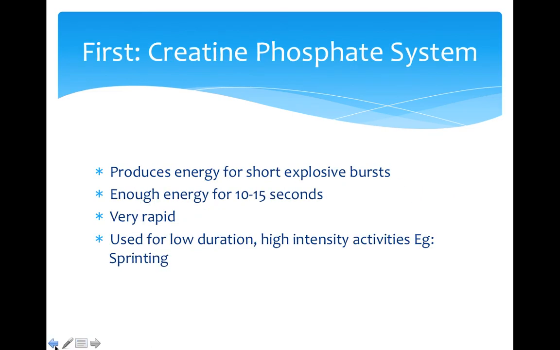So let's say we're going for just a nice submax jog for 1500 metres around the oval. 1500 metre jog. We start exercising, we start in this system. In other words, we've gone from standing still at the start line to running. So the first roughly 10, 12, 15 seconds, this system would be dominant, the creatine phosphate system.